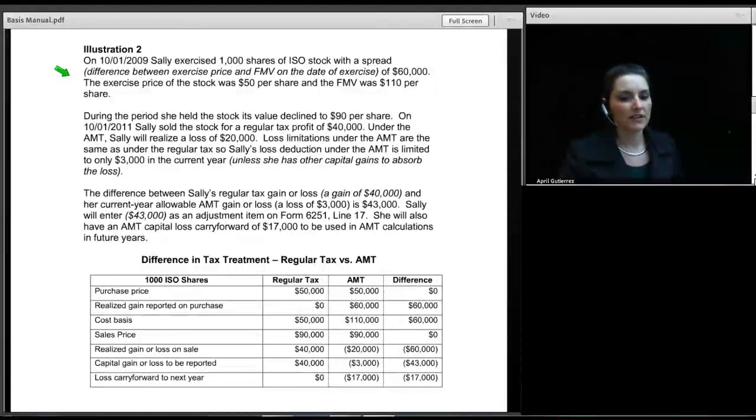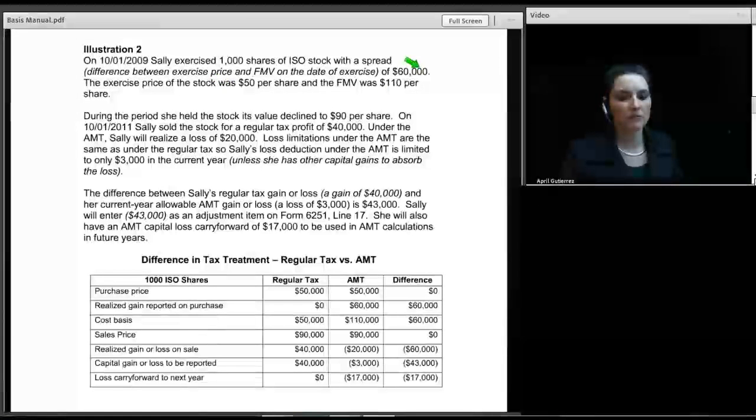And the difference between the exercise price and the fair market value on the date of exercise is $60,000. So the fair market value is 110 per share. On 1,000 shares, she's paying $50 per share. So the exercise price is 50 when the fair market value is 110. The difference between them, the spread, is going to be a difference of $60,000 that she's having to realize under AMT. So during the period that she held the stock, though, its value declined.